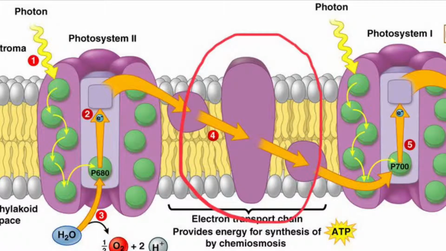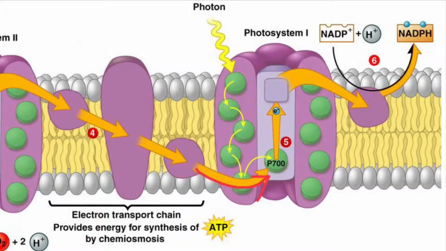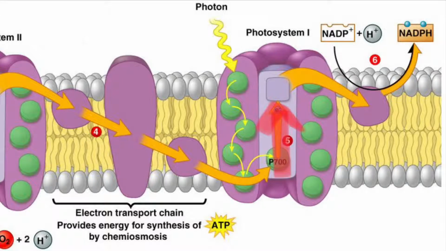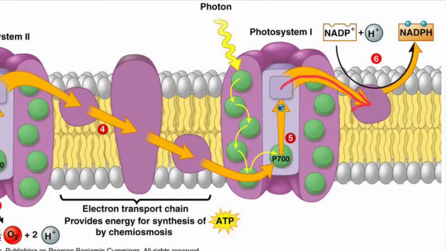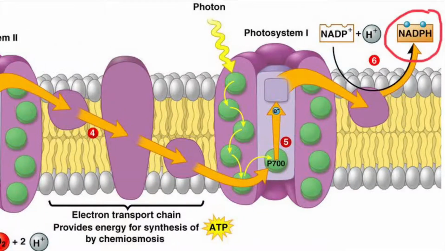Next, the lost electron will enter the electron transport chain, in which it will pass from protein to protein into photosystem 1. Once entering photosystem 1, the electron will be accelerated to a higher energy state, in which it will go to the electron acceptor NADP plus and join with the hydrogen ion to make NADPH.